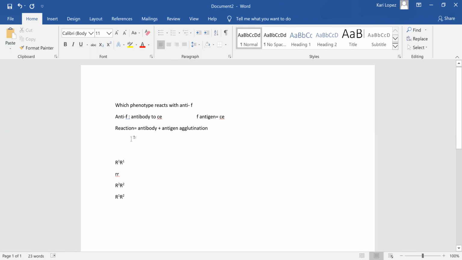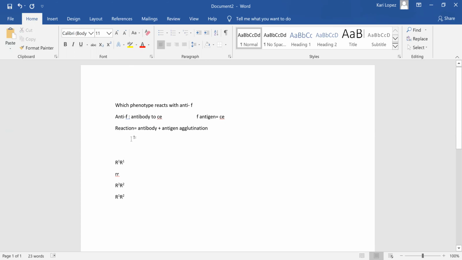So we've got our anti-F, which is our anti-sera. That is our known antibody. So now we need an unknown antigen. So for this case, we're looking for the antigen on the red blood cells. So we need little c and little e. Now we come down here and figure out which one has little c and little e.